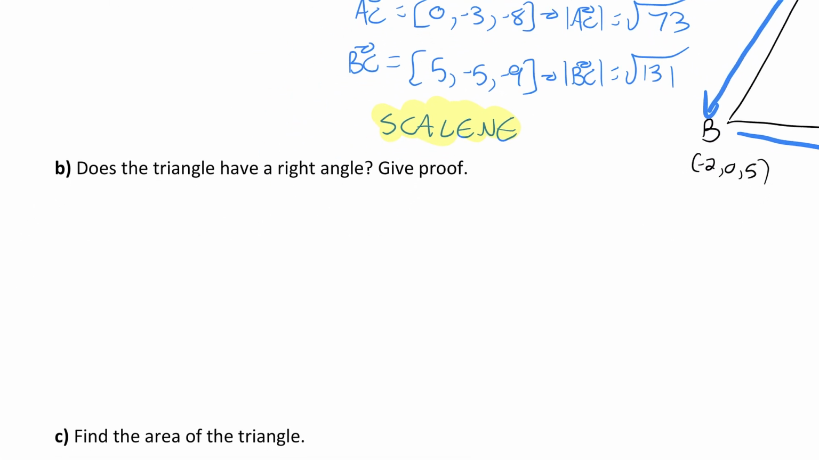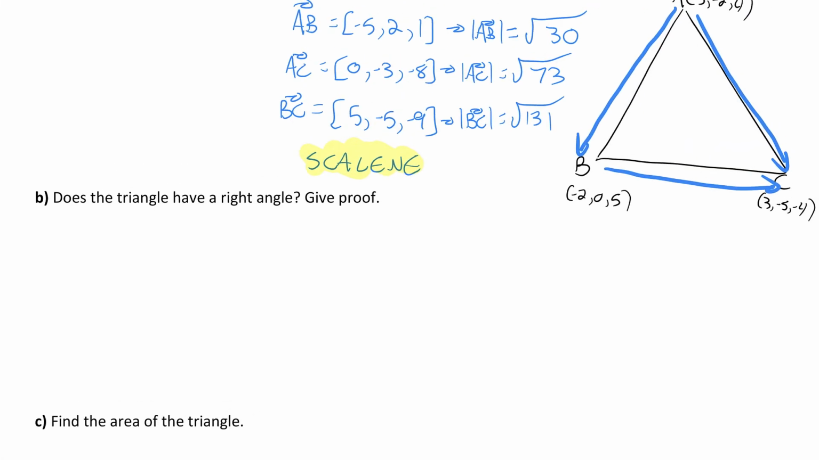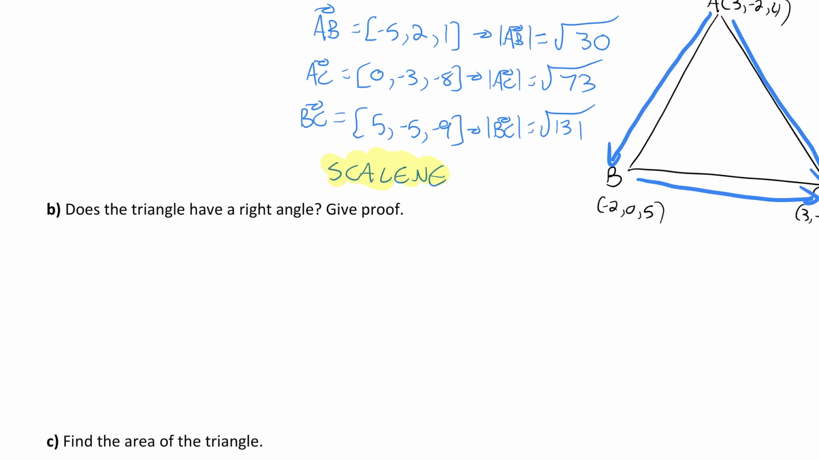Part B says, does the triangle have a right angle? Give proof. Well, if it had a right angle, I know Pythagorean theorem would hold true. So if it had a right angle, I know that the sum of the squares of the shorter two sides, so the magnitude of AB squared plus the magnitude of AC squared, would be equal to the square of the magnitude of the longest side, which is BC squared.